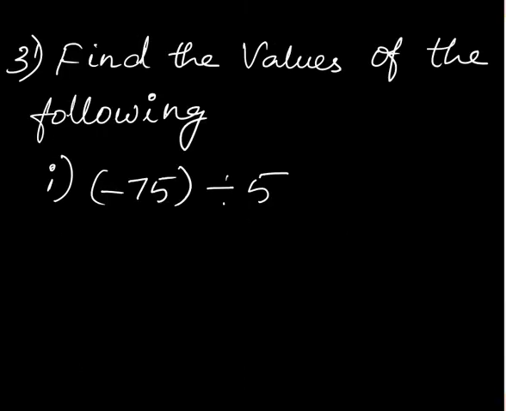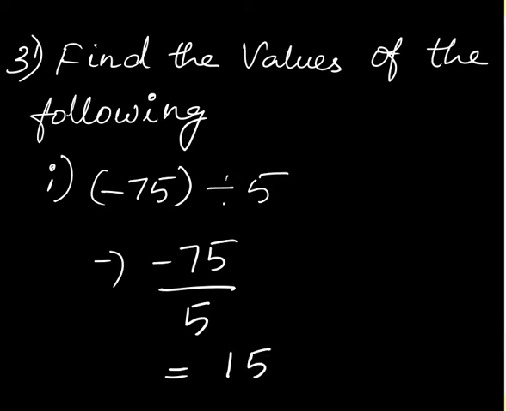Find the values of the following. Minus of 75 divided by 5. Minus 75 divided by 5. So when you divide 75 by 5, you will get 15 as your quotient. Since you have minus in your dividend value, you will have minus in your quotient also.